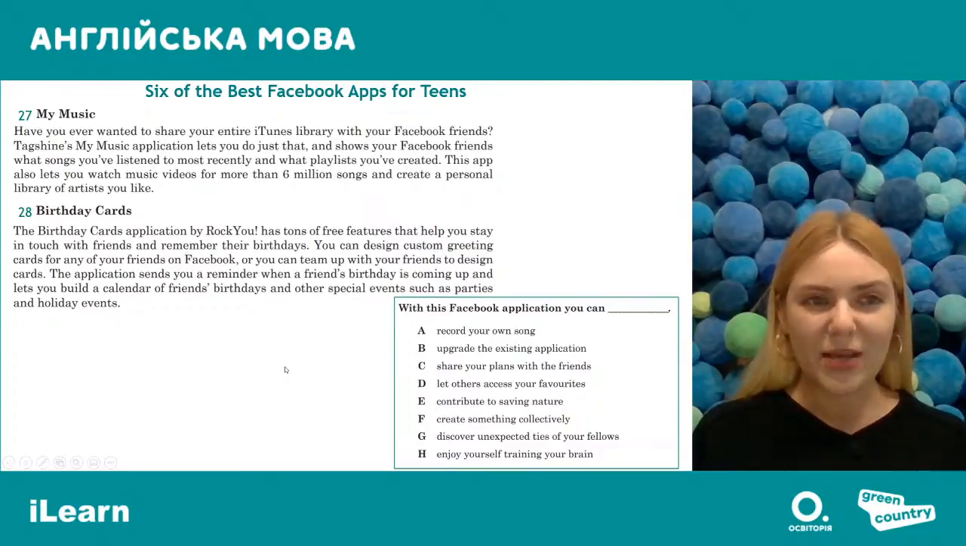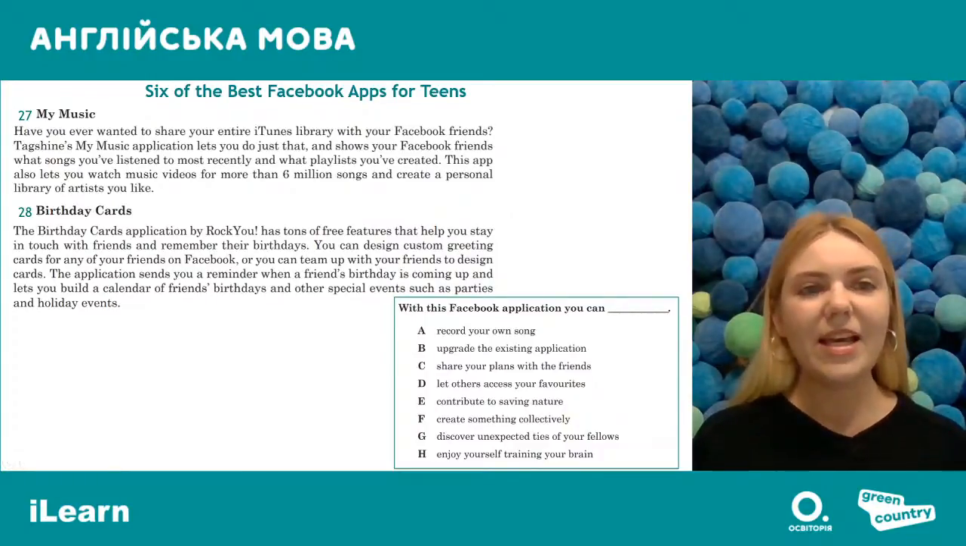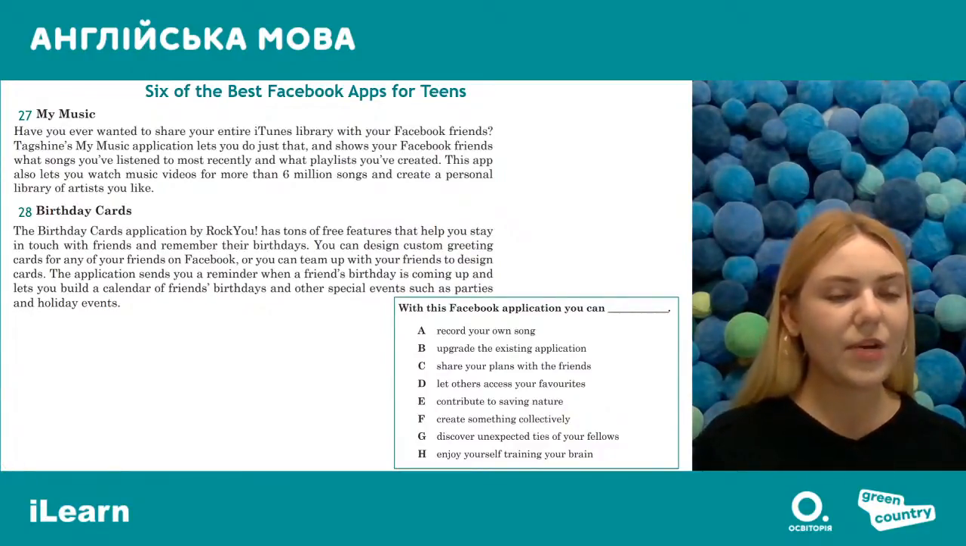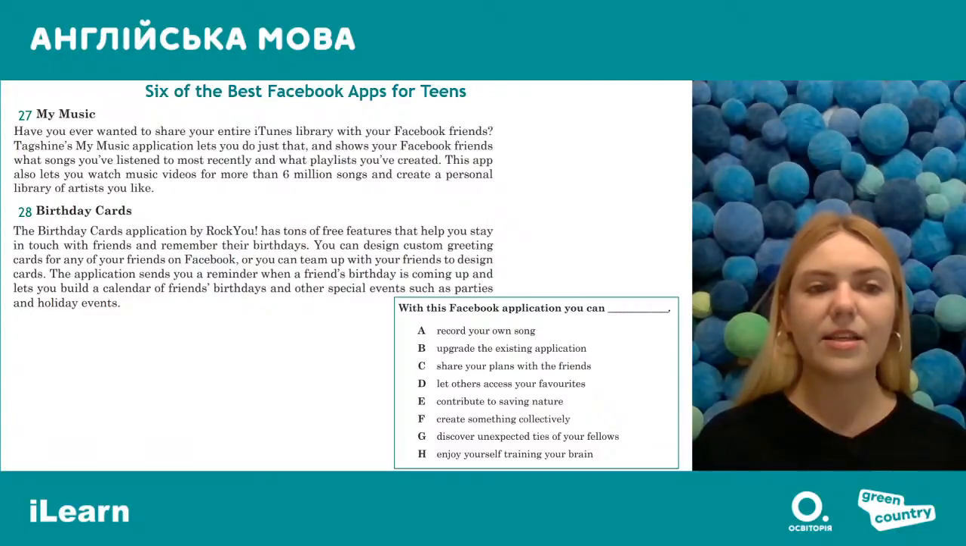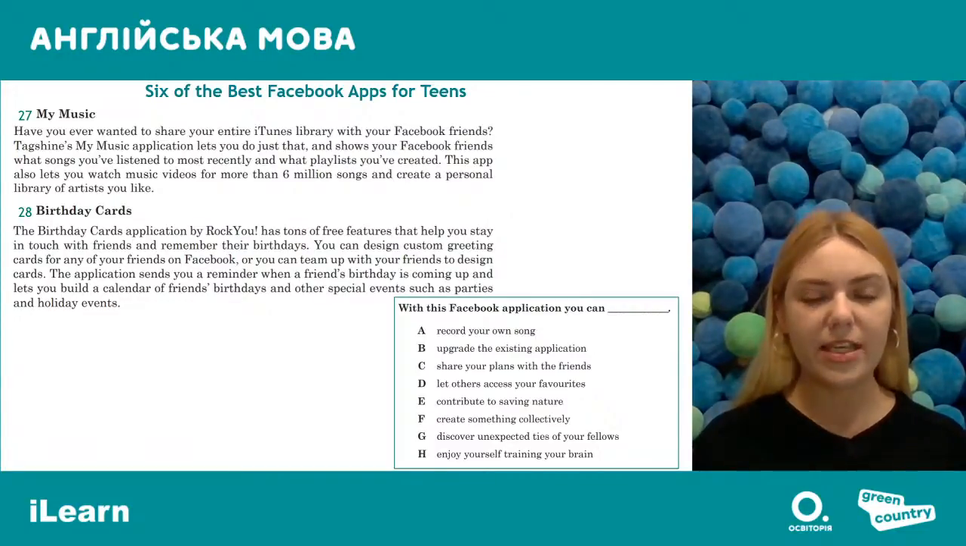So let's start with some practice. We will do a task from the ЗНО-2021. Here you will see 6 texts. On this slide you can see the first 2 parts of it, questions 27 and 28. Your task will be to read the text and to choose the correct option.